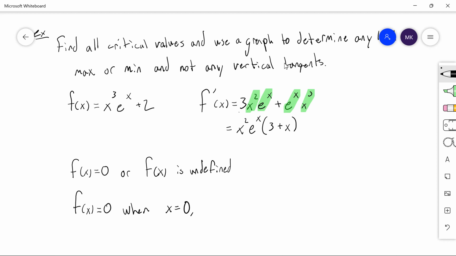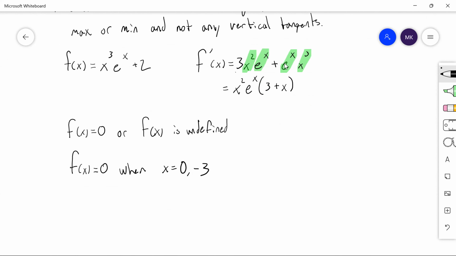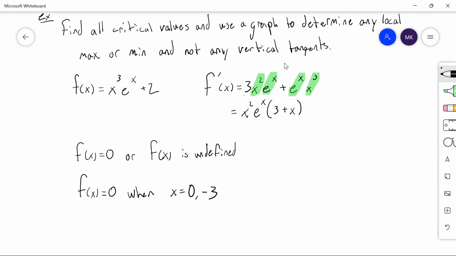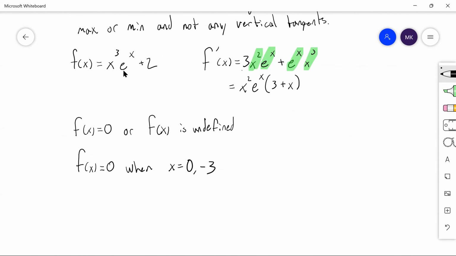What about x or 3 plus x? What makes that equal 0? -3. -3. So these are our critical points. Now what we want to do is we want to use the graph to determine any local max or min. So I'm going to stop sharing. Open my calculator up. And I'll share that.